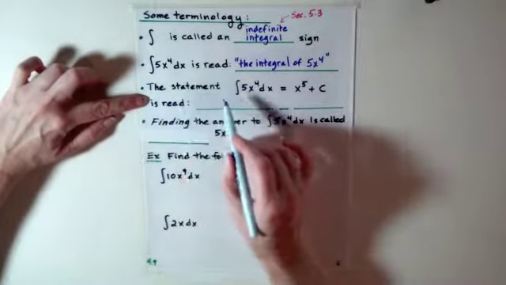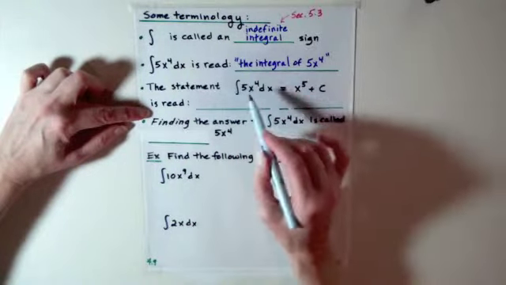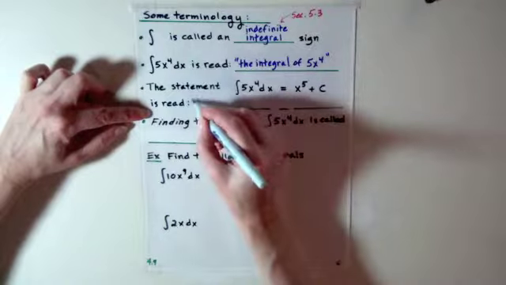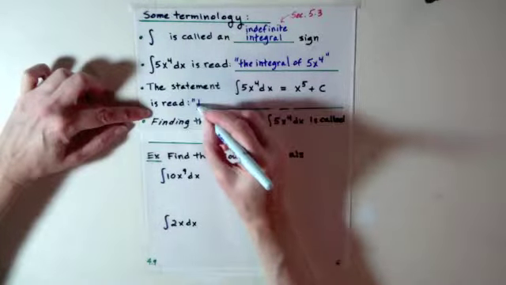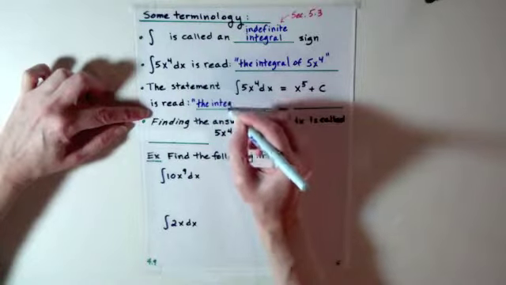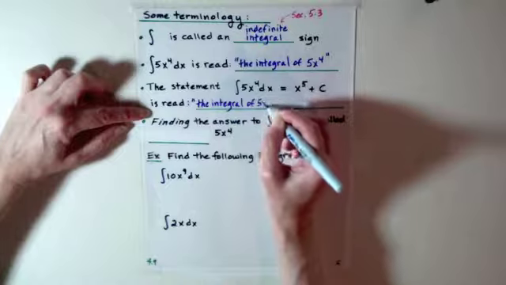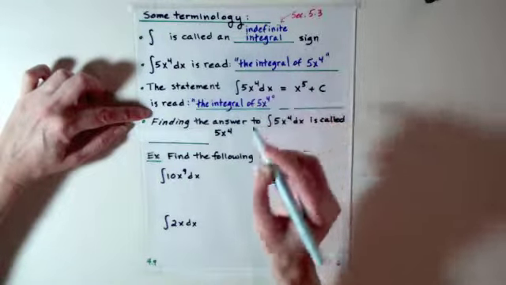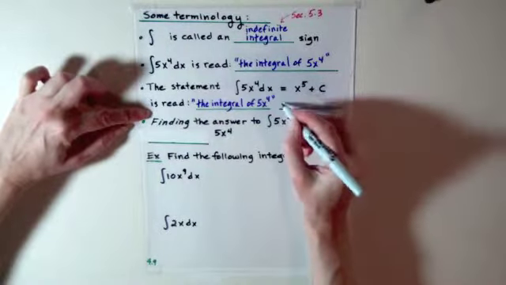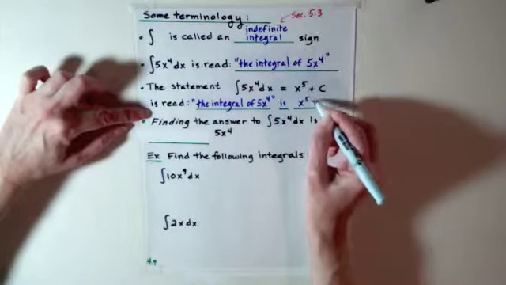Let's look at this statement and just write down how it's read. It's a complete statement where I have the integral of 5x to the fourth on the left, so I'd say the integral, really meaning the indefinite integral of 5x to the fourth, and again you can say the integral of 5x to the fourth dx, that's a little more proper, equals or is x to the fifth plus c.